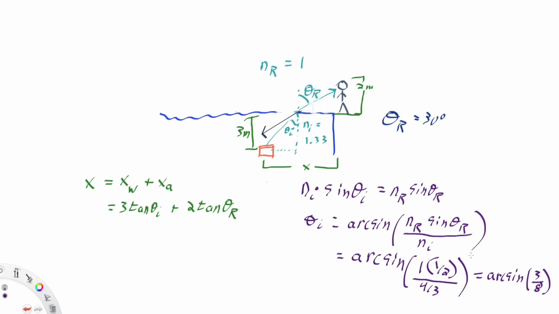Does everyone know how to use the inverse trig functions on their calculators? 22. How did I get theta r equal to 30 degrees? I just said it was. Yep. So incident theta will be 22 degrees.